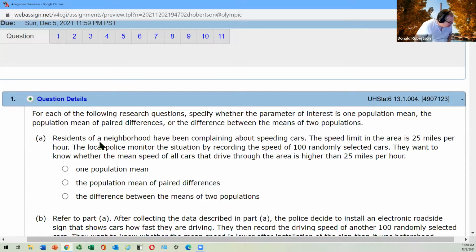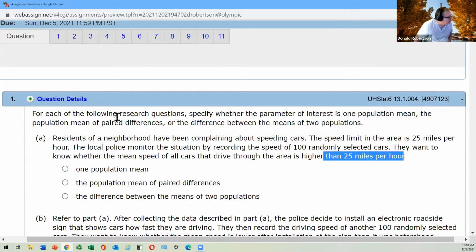So residents of a neighborhood have been complaining about speeding cars. The speed limit in the area is 25 miles an hour. The local police are monitoring the situation by recording the speed of 100 randomly selected cars. And then they want to know whether the mean speed of these cars is higher than 25 miles an hour. So they're getting some data to try and prove that people are actually driving faster than the 25 mile an hour speed limit.